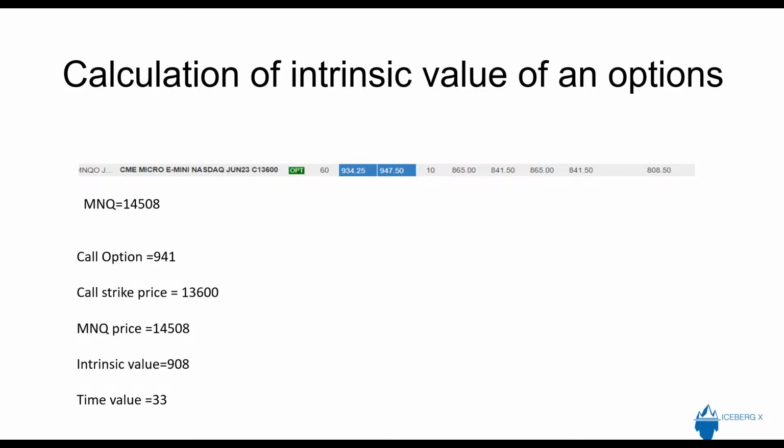So the way to calculate is simple. The call strike price is 13,600 and the market price is 14,508. If you just subtract it, you get an intrinsic value of 908. Now, if you consider 908 and 941, there's a difference of 33 ticks here. So what this 33 ticks tells you is that we are about 2 or 3 weeks away from the third Friday of June, which is the expiry date of this quarterly contract. So there's still a bit of time value factor.